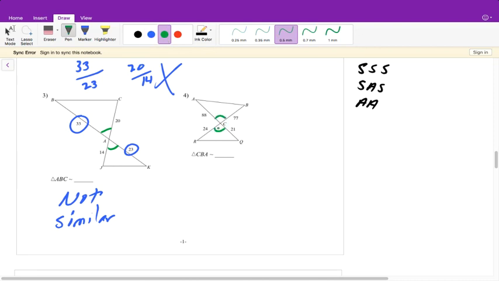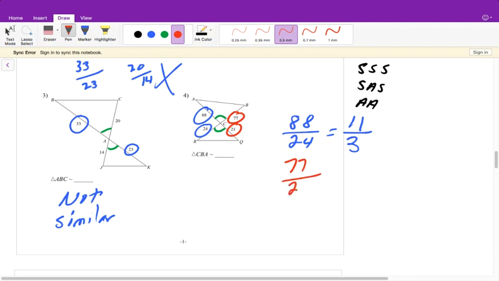Same thing. These are vertical angles, so I know that they have to be congruent. So I'm going to pick 88 first. Well, 88 is the larger of the two, and so is 24. Well, 8 goes into 88 11 times, and 8 goes into 24 3 times. 77 was the smaller of the two, and so was 21. Well, 7 goes into 77 11 times, and it goes into 21 3 times. These two are both the same. The included angle is the same, so yes, it will be side, angle, side.